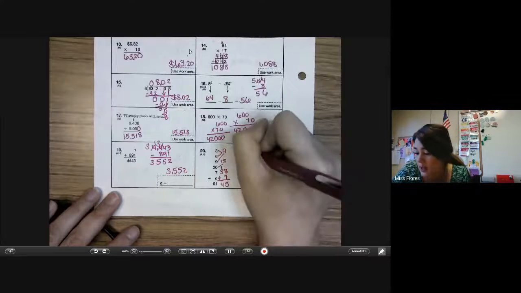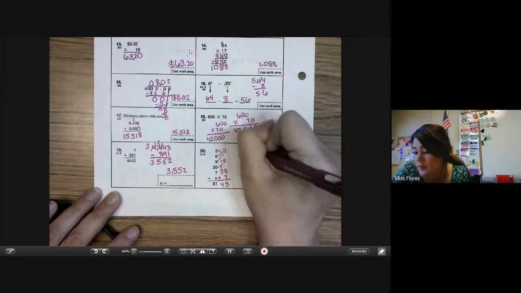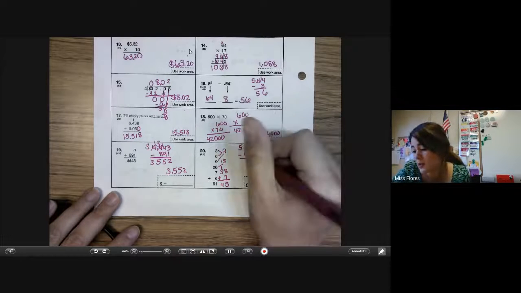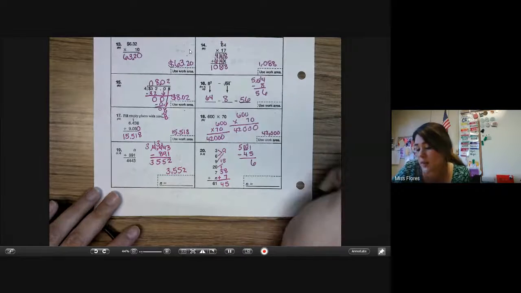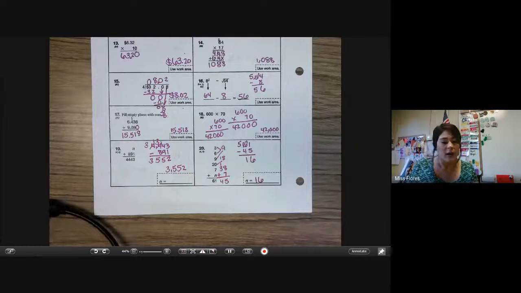So now we can subtract from 61. 61 minus 45. 6 becomes 5. Carry over the 1. 11 minus 5 is 6. And 5 minus 4 is 1. So n equals 16. All right, 4th grade, we made it through the practice test.